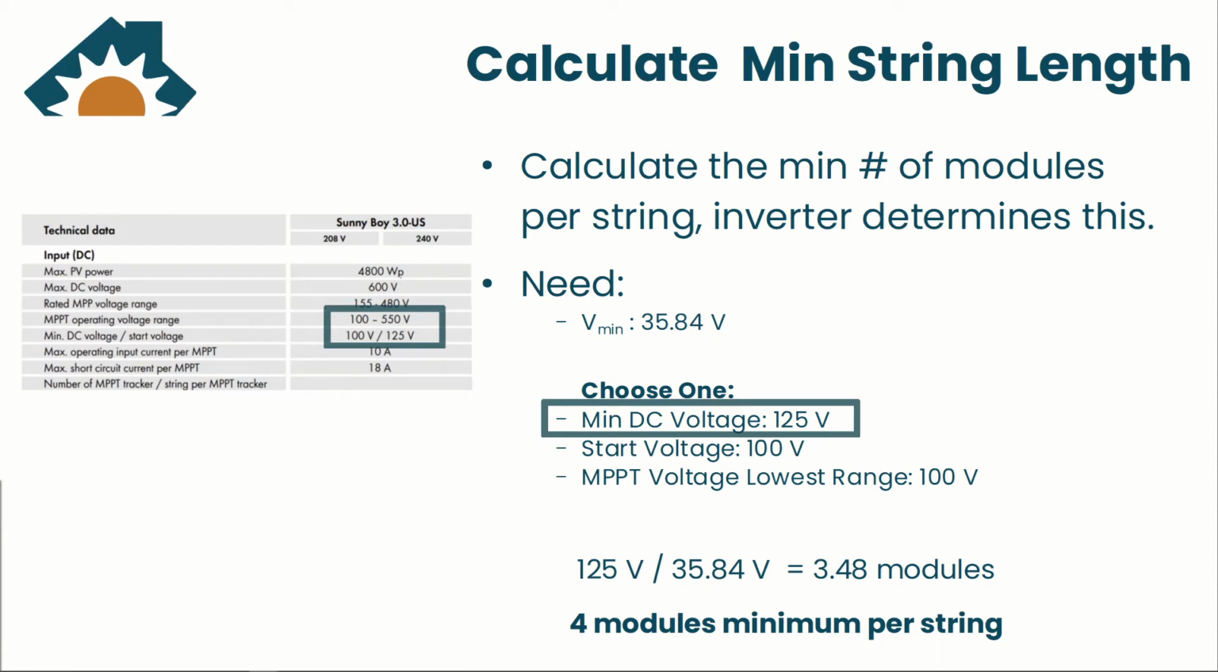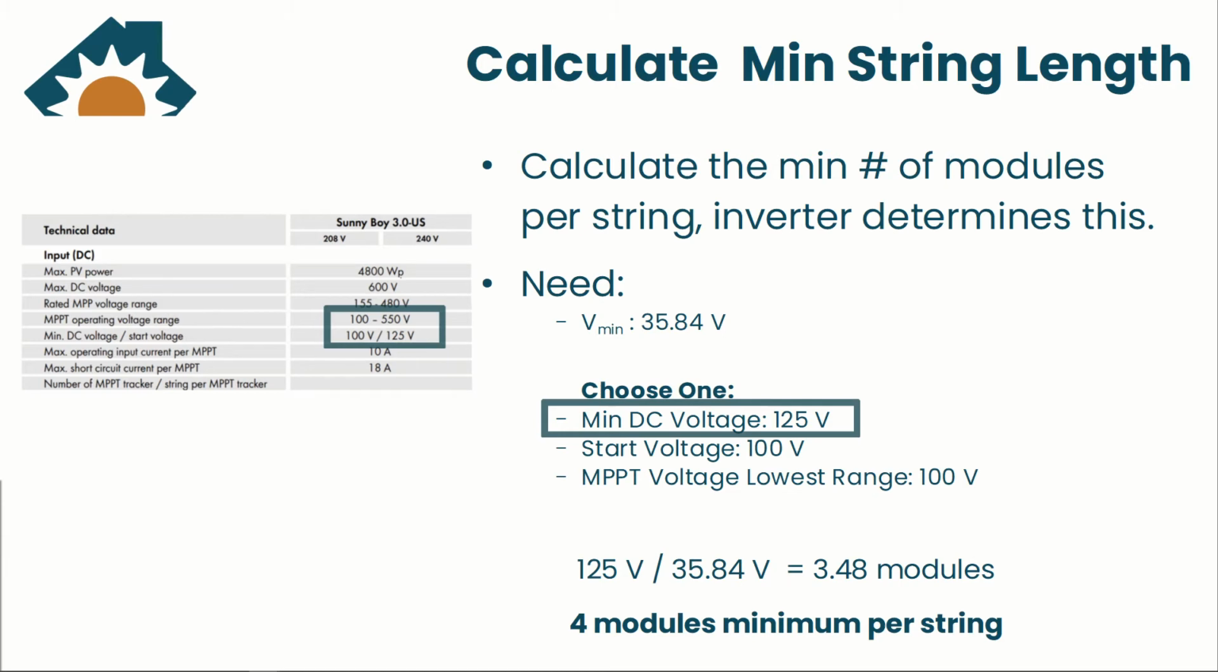Now, let's use our minimum voltage we just calculated to see how many modules we need to wire in series in order to ensure that the inverter or solar charger can power up or operate efficiently. Our Vmin that we calculated was 35.84 volts, and the inverter has a few options, like I talked about, on what we can use as its minimum. The bare minimum is the minimum voltage, so that's our 100 volts that we see here. Okay, so the bare minimum is this minimum DC voltage.